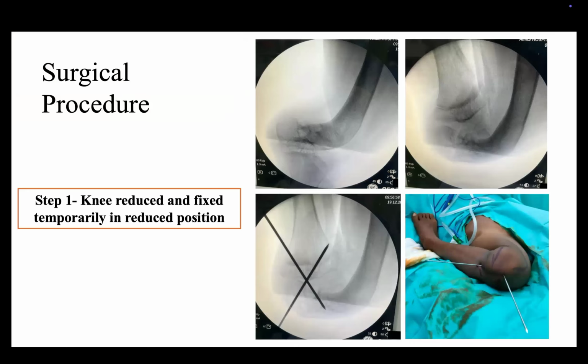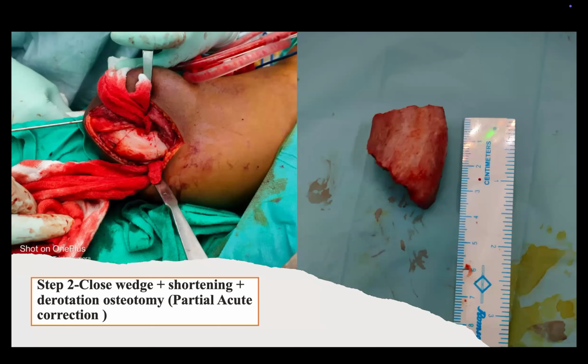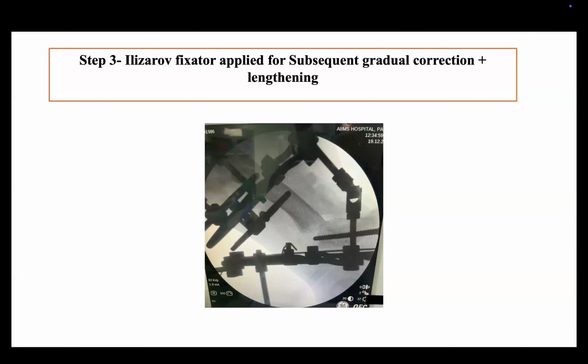So under CM guidance, we decided to check at which position the knee was getting reduced. The knee was getting reduced at around 130, 140 degrees of knee flexion. And we decided to fix this temporarily in this reduced position by using 2 K-wires, crossed K-wires. After this, a closed wedge of bone was cut out from the distal femur, around 3.5 centimeters in length, and that helped in giving a partial acute correction to the deformity. The rest of the deformity was planned to be corrected by subsequent gradual correction using Ilizarov fixation.